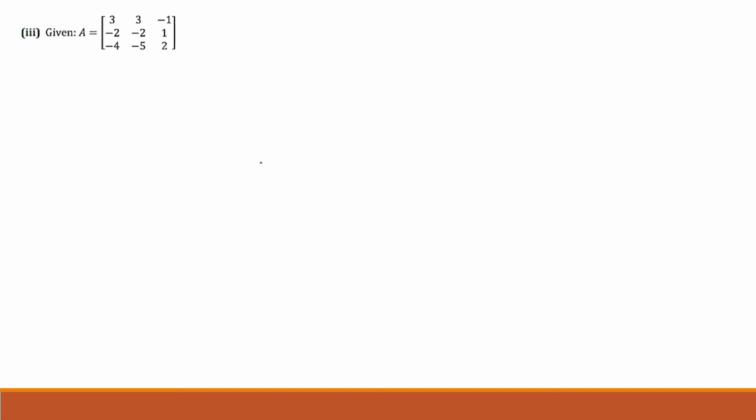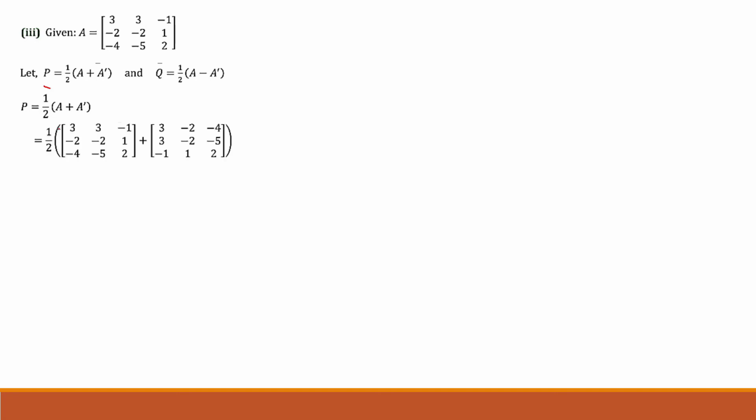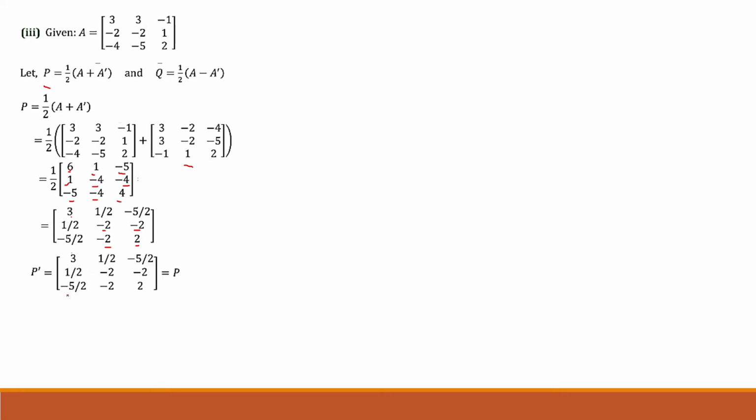Here also we are given a 3 by 3 matrix A, and let us first find P, which is half of A plus A dash. After finding A dash, we put it in this equation, and after adding these two matrices it will be 6 1 minus 5, 1 minus 4 minus 4, minus 5 minus 4 and 4. After multiplying half into each and every element, 6 becomes 3, minus 4 becomes minus 2, minus 2 and 2, and whatever is not divisible by 2 we write as it is, which is 1/2 and minus 5/2. After taking the transpose of this matrix, which is P dash, again the same will come, that means P is a symmetric matrix.